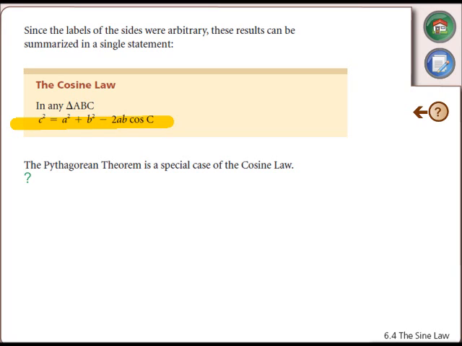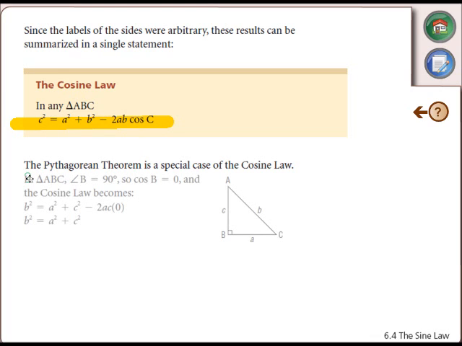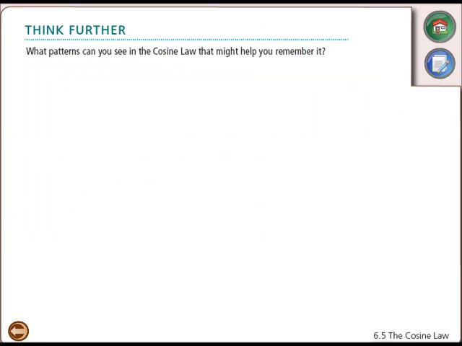The Pythagorean theorem is actually a special case of the cosine law. If we look at it here, all we're doing is plugging in 90 for the angle, and the cosine of 90 degrees is 0. So that wipes out this whole part, and we just get the Pythagorean theorem. I just talked about it. Make a note for yourself. How are you going to remember what goes where in the formula?